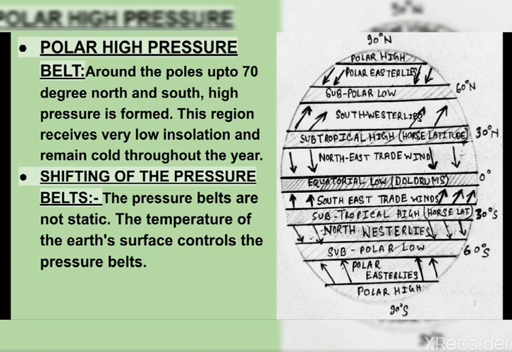The amount of shift is more in the northern hemisphere than in the southern hemisphere. Why? Because there is more land in the northern hemisphere and the average temperature is higher. Thus each pressure belt shifts 5° to 10° from its normal position. So these are all the overall significance of pressure belts on the earth's surface.